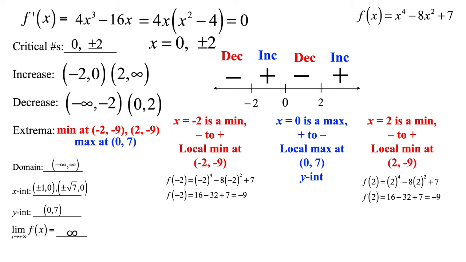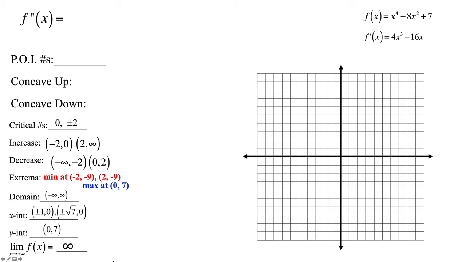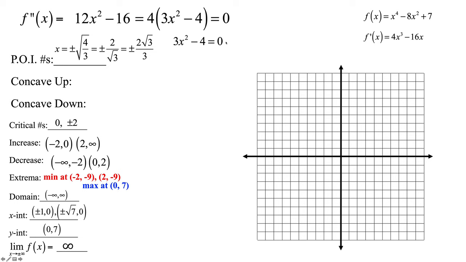Okay, now to the double derivative, the second derivative. Again, notice I kept all that important information over here: original function, first derivative, second derivative. We have to take the derivative of this function. That's going to be 12x squared minus 16. We're going to set this equal to 0, factor out a 4. 3x squared minus 4 is equal to 0. That's going to be add over the 4, divide over the 3. So plus or minus the square root of 4 thirds, or plus or minus 2 over the square root of 3. And if you want to rationalize it, multiply the top and bottom by the square root of 3.